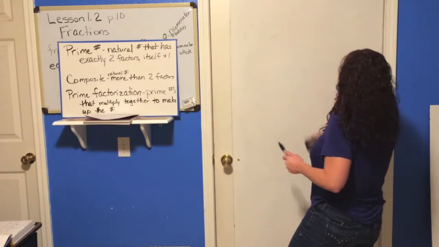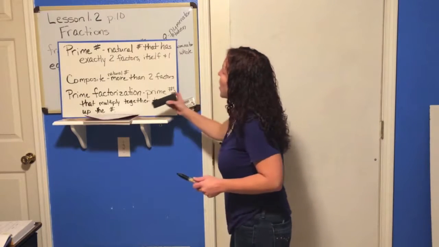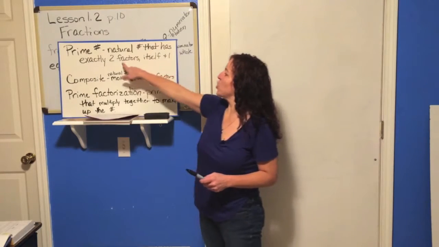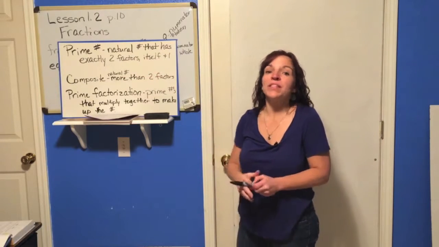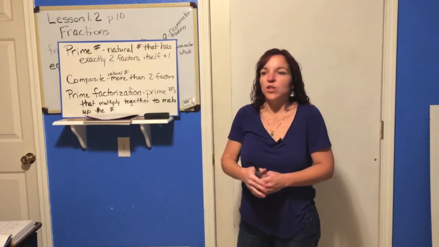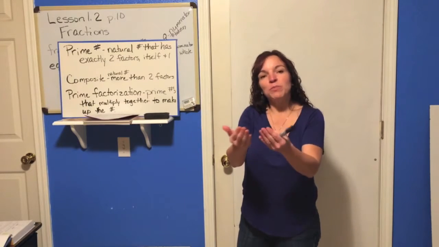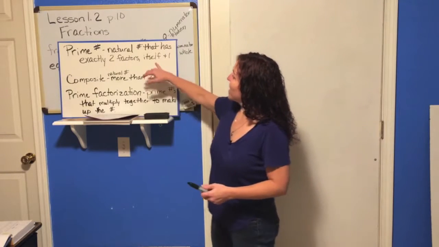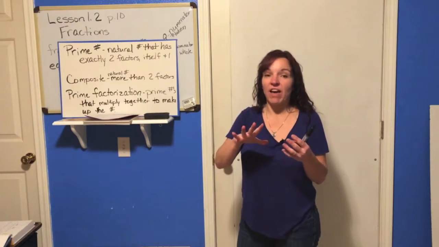Prime numbers, you may or may not have already studied. Prime numbers are natural numbers that have exactly two factors, itself and 1. So a prime number is a number like 2, because the numbers that you can multiply together to get 2 are just 2 times 1. Let's see, 5, you can only multiply together 1 times 5 to get 5.